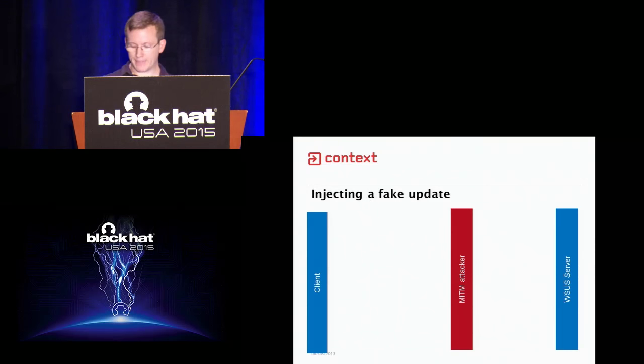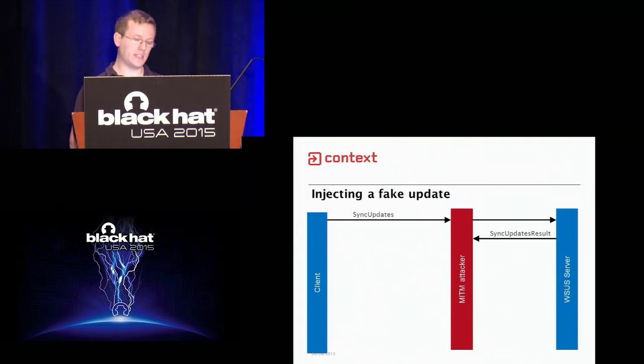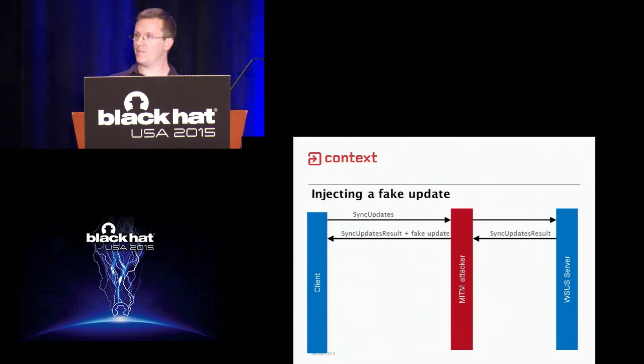So here's the plan. We're going to have a man-in-the-middle proxy, essentially. It's going to be intercepting the traffic between the client and the server. The client is going to check for updates. It's going to do a sync updates request, and we're just going to pass that straight through to the server. The server will respond and say either there are updates or there are no updates. But we're going to modify that response, and we're going to inject our own. So we're going to inject a fake update, essentially.